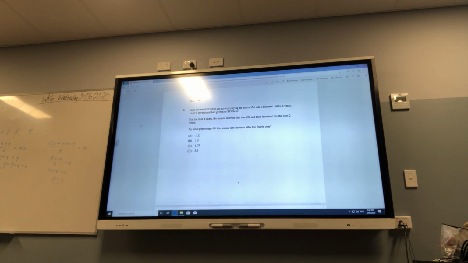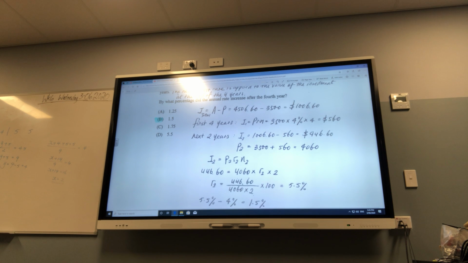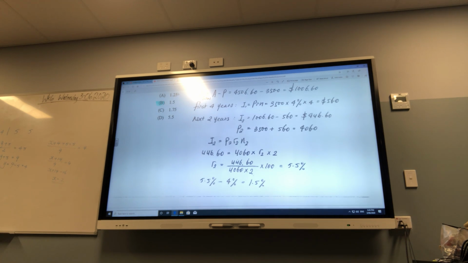I keep getting 65.5. Like instead of 5.5%, I could get 55.5. It's because your interest is incorrect. Interest is the total interest, which was $1,006.60. Because this grew to that, so the interest is different between the two numbers.